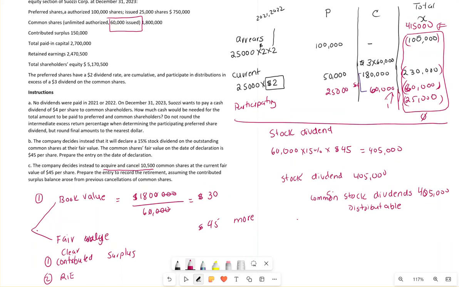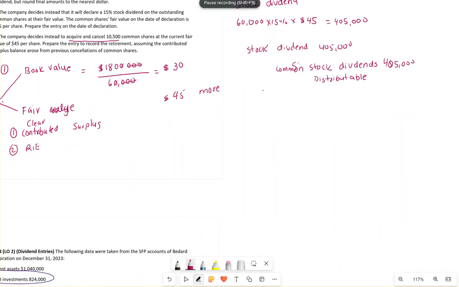Do we have anything in our contributed surplus? Yes, and it has a credit balance. In order for me to clear it, before I go further, I know that the difference is $15, and how many shares did we acquire? 10,500. If I acquire 10,500, the difference is 157,500. From that, I clear the contributed surplus of 150,000, and 7,500 will go to your retained earnings.